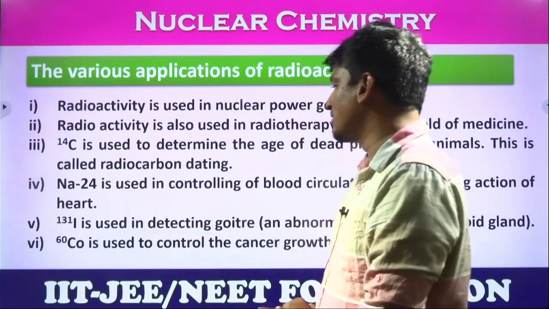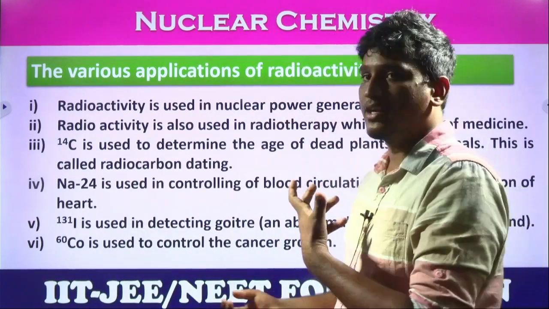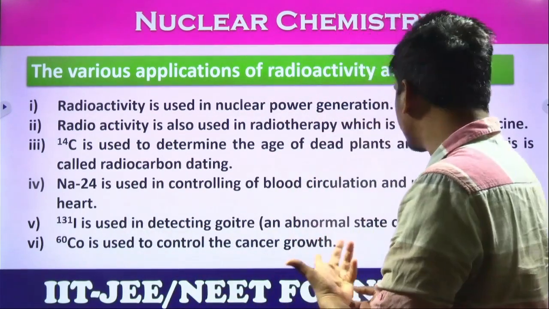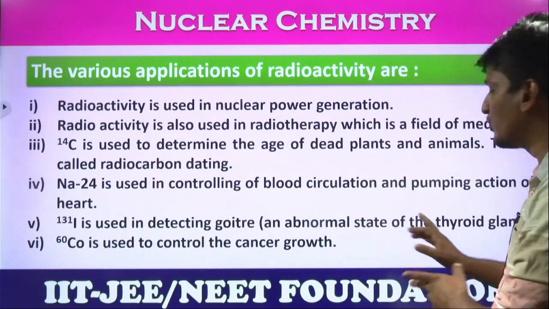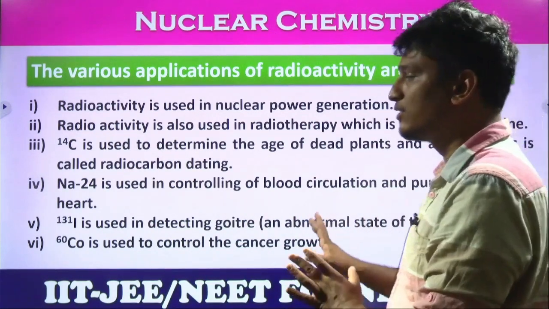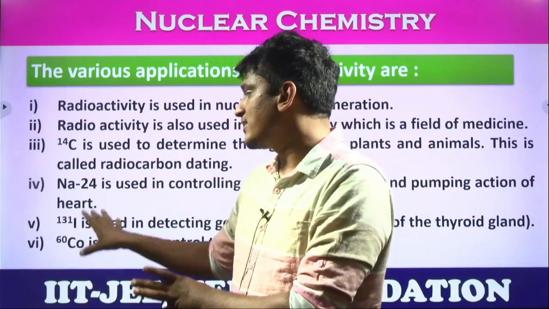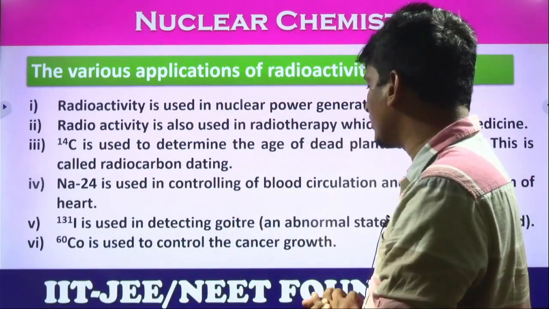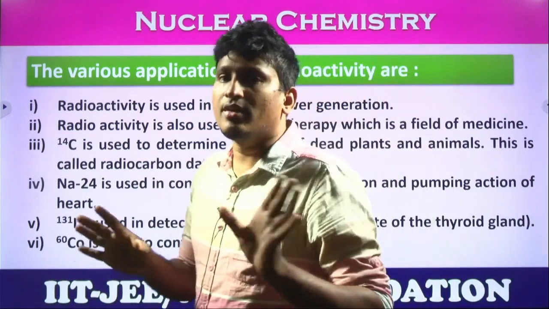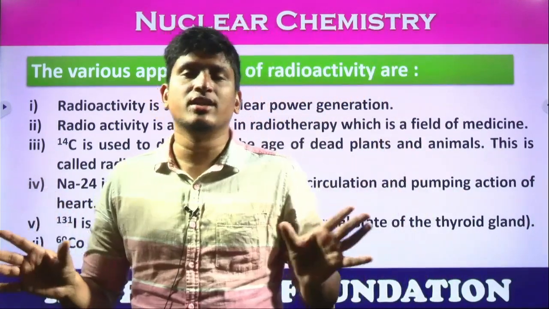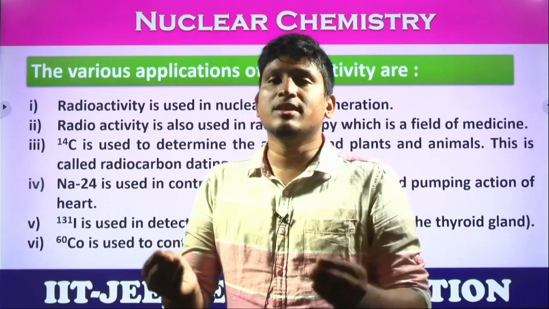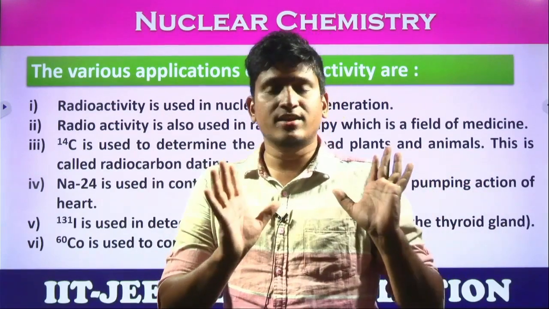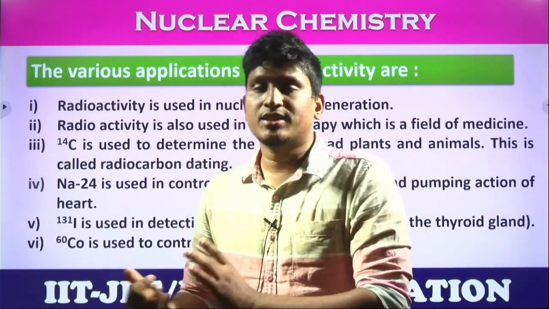Iodine 131 is used in detecting goiter. It's a kind of disease related to the abnormal state of the thyroid gland. This radioisotope of iodine is being used. And cobalt 60 is used to control cancer growth. So most of this radioactivity, students, is used either for energy purposes or for medicinal purposes.